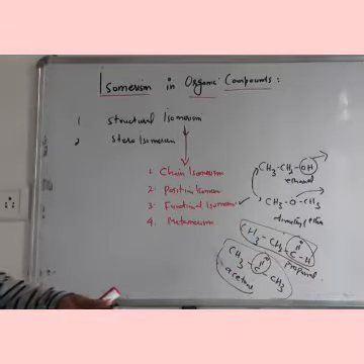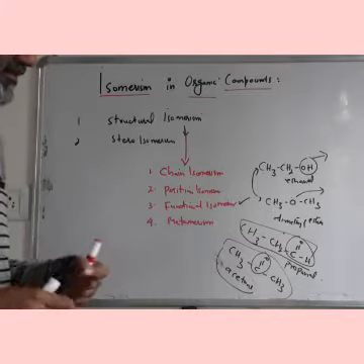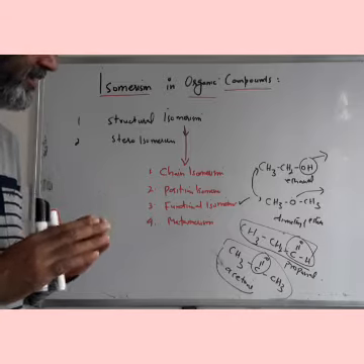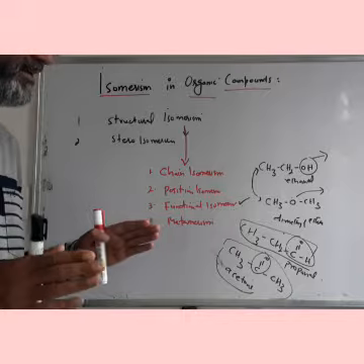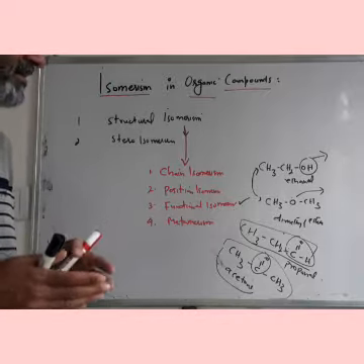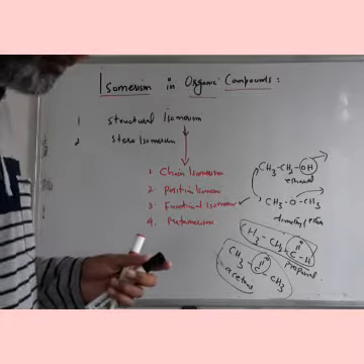So now we can put it in simple terms. Two or more organic compounds having the same molecular formula but containing different functional groups are said to be functional isomers, and the phenomenon is known as functional isomerism.